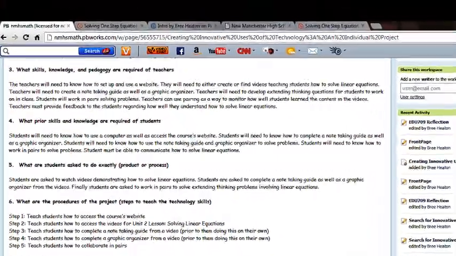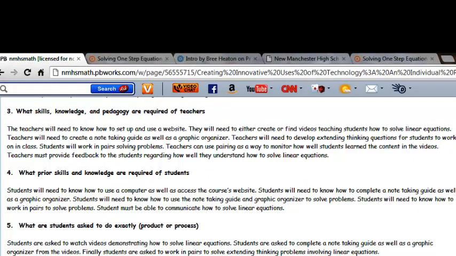Students will have to know how to use technology. They will have to be able to access my website. They will have to have capability to watch videos, and if they can print the note-taking guide and the graphic organizer, that would be great, but if they can't, they could fill it in electronically and email it either to me or themselves.